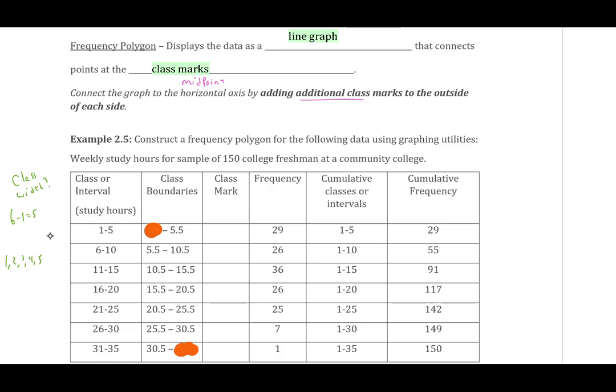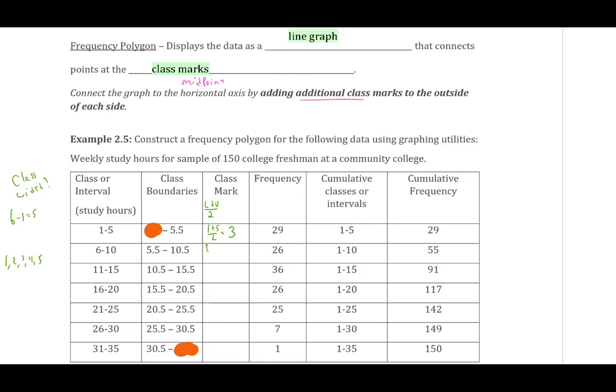All right, so that was a little addition to this. We're not needing to worry about the class width for this example. What we do need to do in order to construct a frequency polygon, which again uses the class marks or the class midpoints, is we need to find the class marks for each of these. So the class mark is found by taking the lower class limit and the upper class limit, adding them together and dividing by 2. So in this case, we'll do 1 plus 5 divided by 2 to find the midpoint. 6 divided by 2 would be 3, so the class mark is 3.